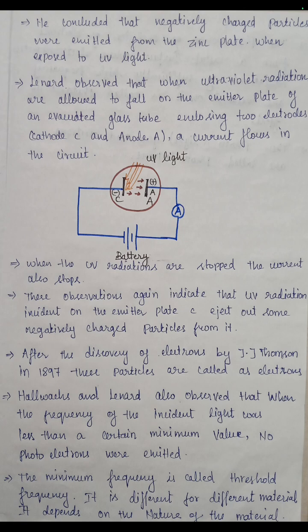Hallwachs and Lenard also observed that if the frequency of the incident light is very low, no electrons were emitted. Means to eject the electrons, the incident light must have a minimum value of frequency. If the frequency is less than this minimum value, no electrons are emitted by the incident light. This minimum value of frequency is known as the threshold frequency, and this threshold frequency is different for different metals. So this is what about the photoelectric emission.